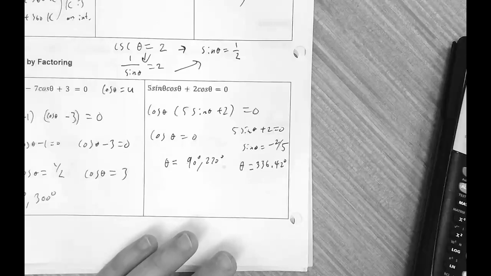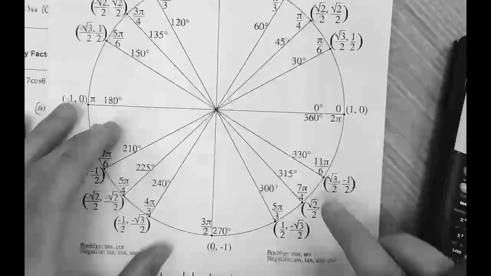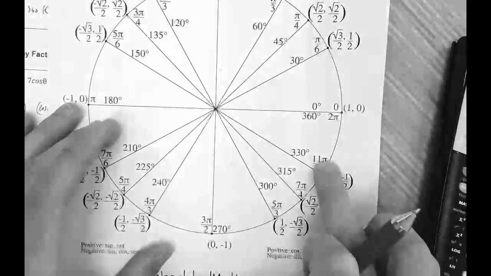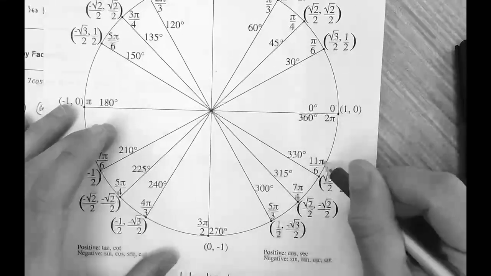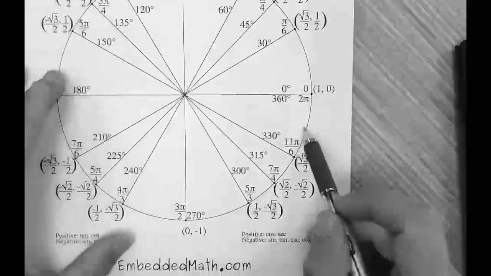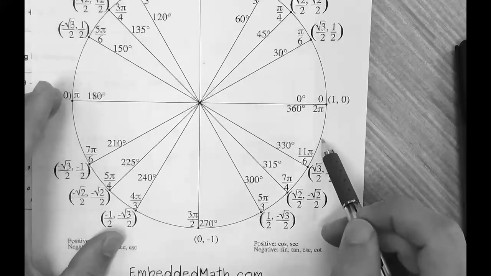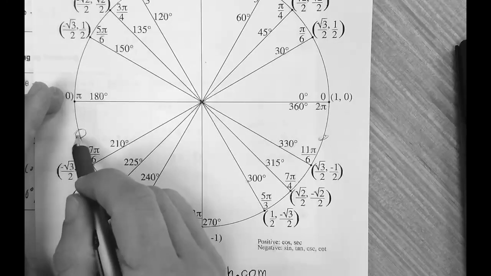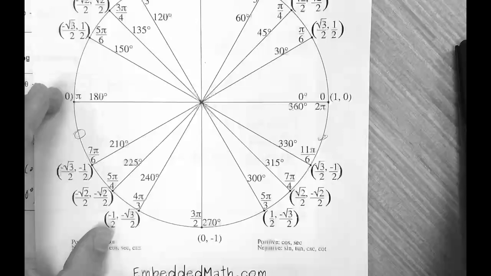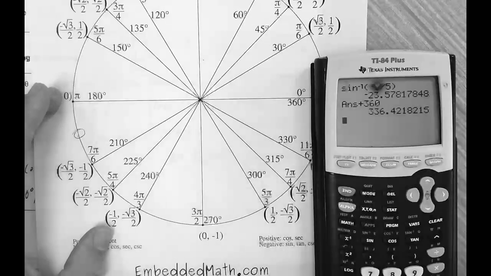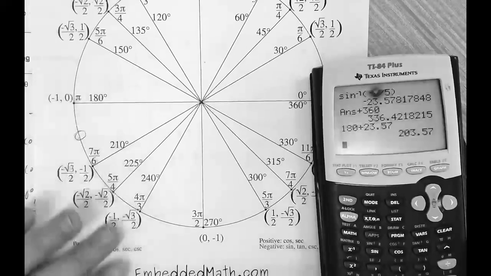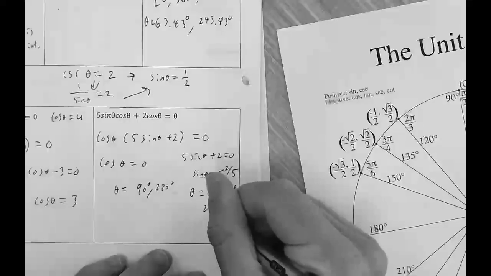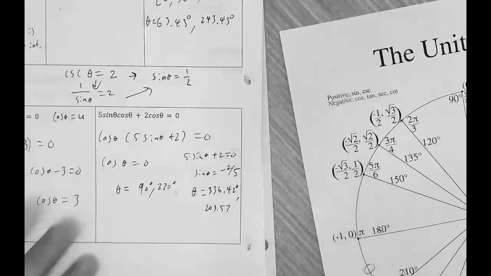And let's think about this visually. So we're saying that right here is where sine is -2/5. So if it's right here, then it also must be happening across on the other side over here, right? So what's that? That's going to be 180 degrees plus that reference angle, 23.57. So 180 plus 23.57 is 203.57. Okay, that's it. Got it?